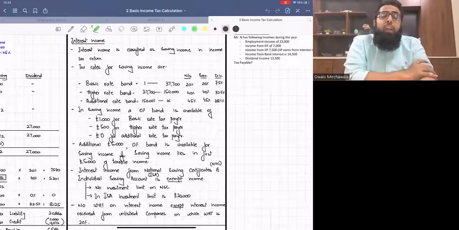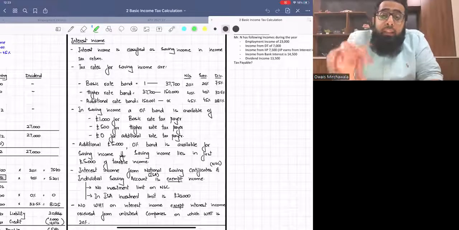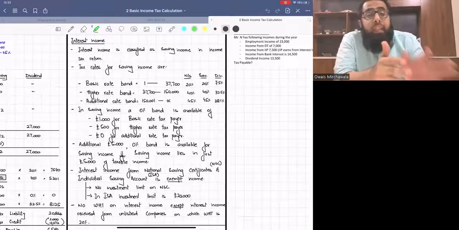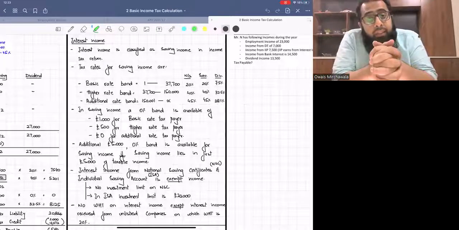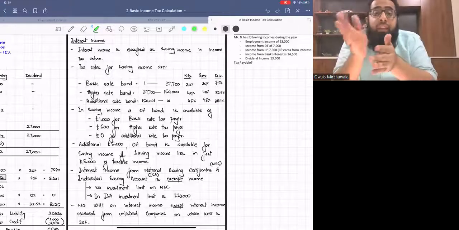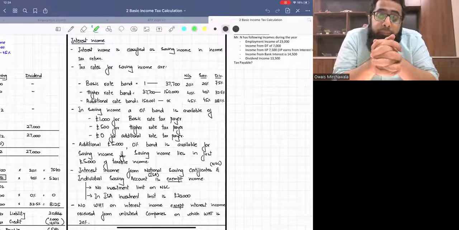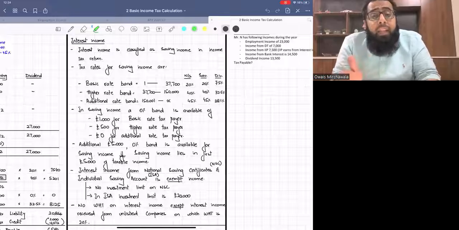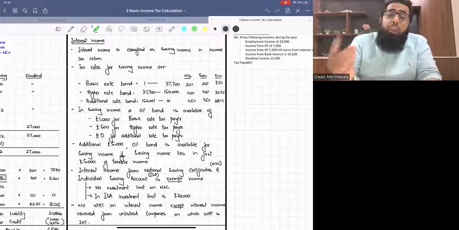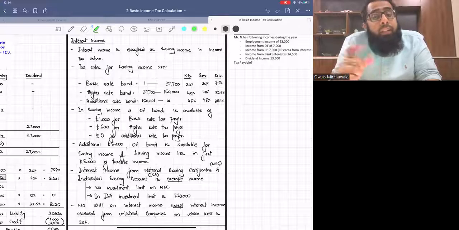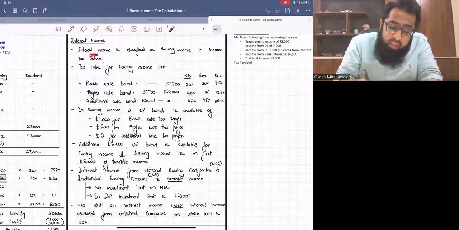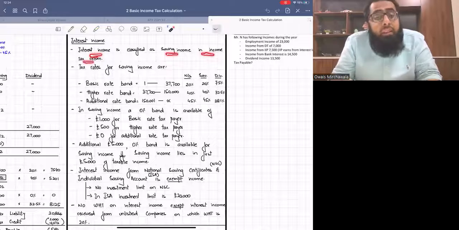Now, when we talk about interest income, it is classified as saving income in the tax return. There are three heads of income in the tax return. The first one is non-saving, the second one is saving, and the third one is dividend. We have discussed the tax rates of non-saving and dividend already. Now we are moving towards saving income or interest income.